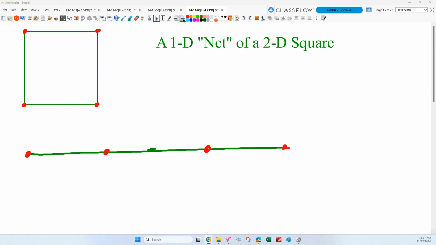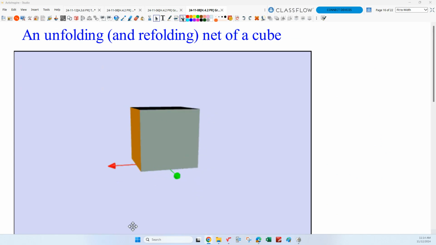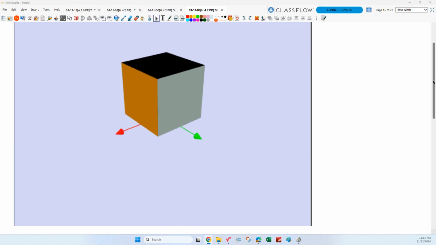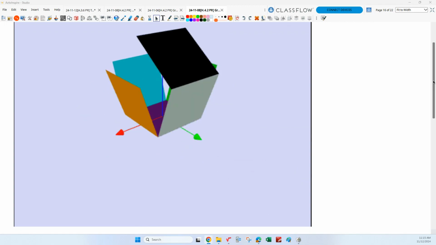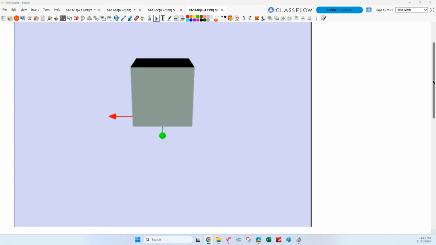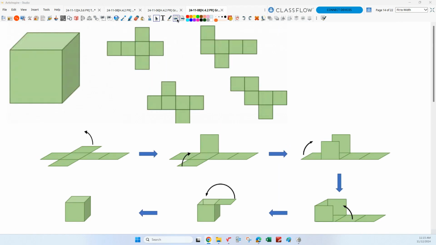If you want to see it in action, here's an unfolding and refolding net of a cube. Okay, get the idea? So I want you to extrapolate a little bit. If the dimensionality of the net of a 3-dimensional object is 2, right? If you unfold a cube into its net, it's 2 dimensions, because the surfaces are all 2-dimensional pieces that we stitch together to create the 3-dimensional surface.